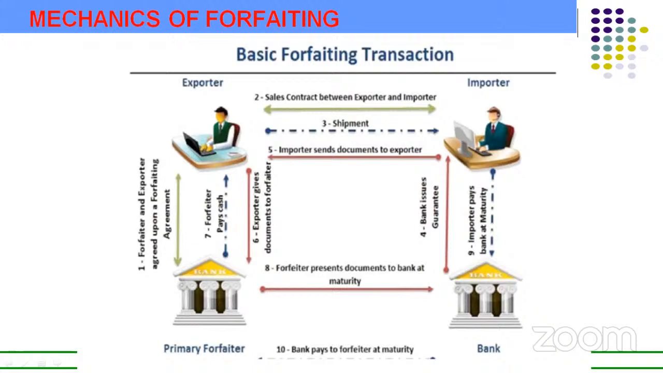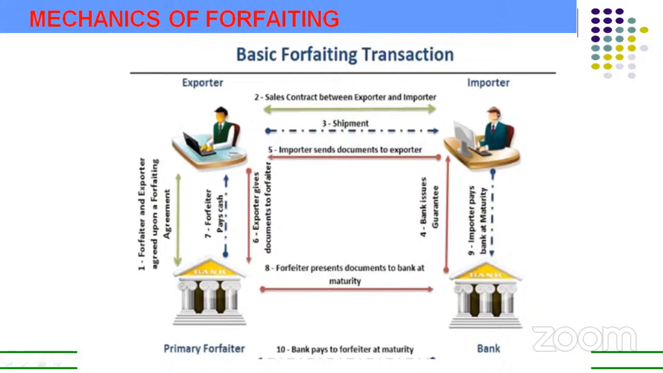Forfeiting facilitates the exporter to get cash immediately once the negotiable instrument is received, by discounting the instrument. There is no fear of delay in cash payment or default. When the exporter receives the negotiable instrument from the importer, directly he can discount that instrument with the forfeiting company.